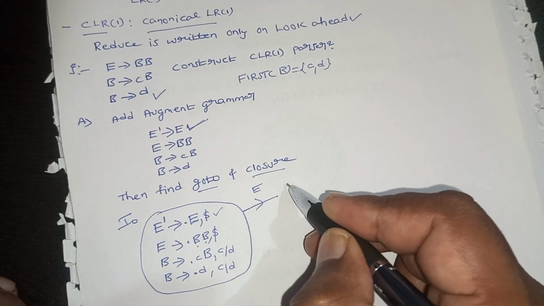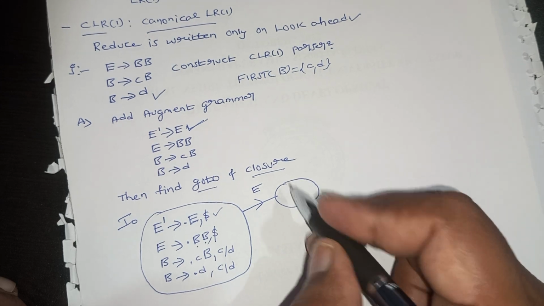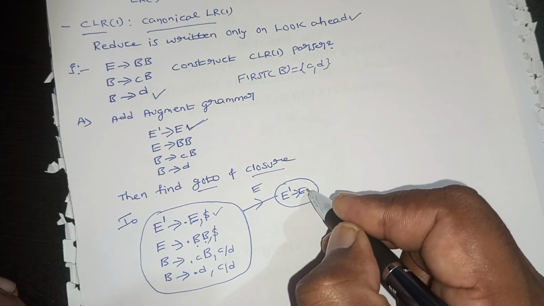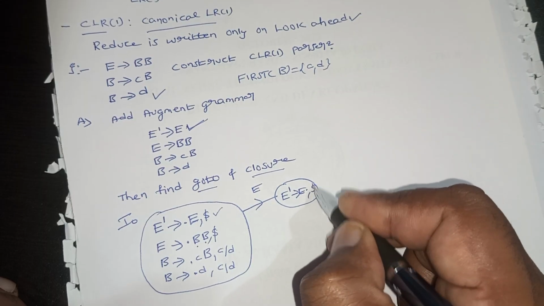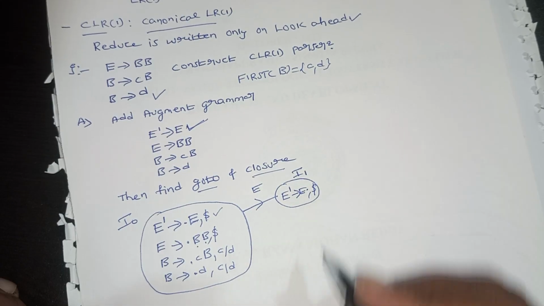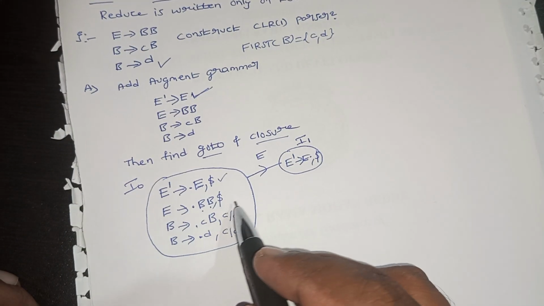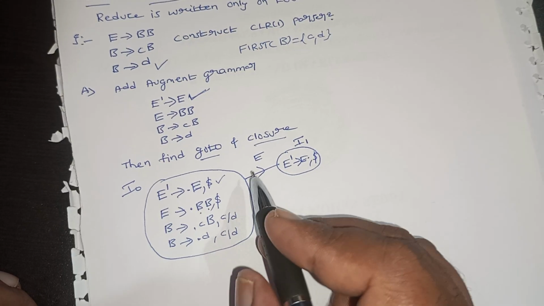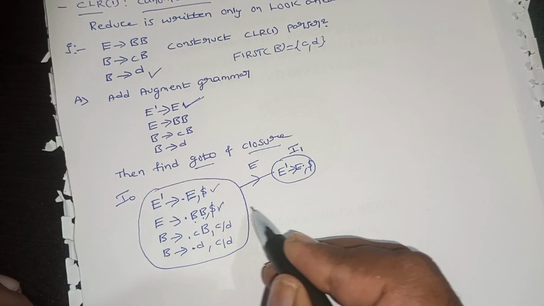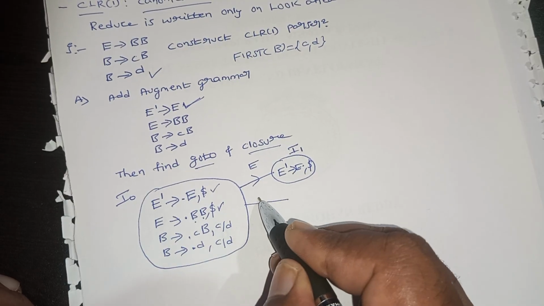Then E tends to E dot, comma dollar. You name it as I1. Now you have to perform for this. Now I am taking this rule. You write B.